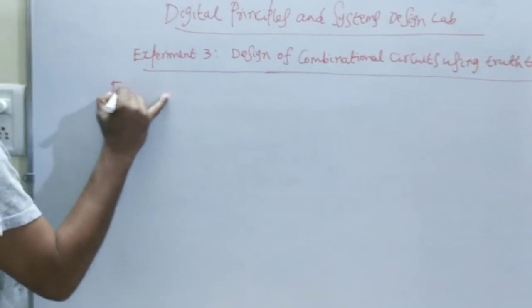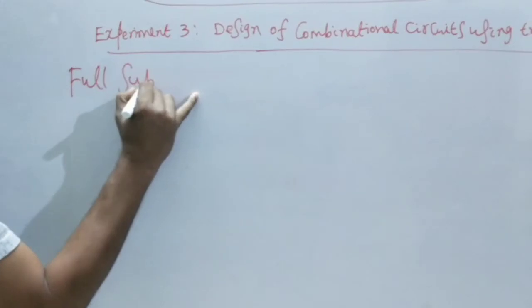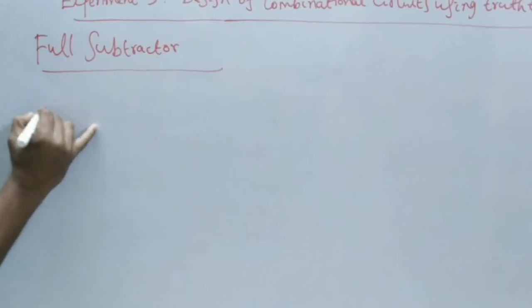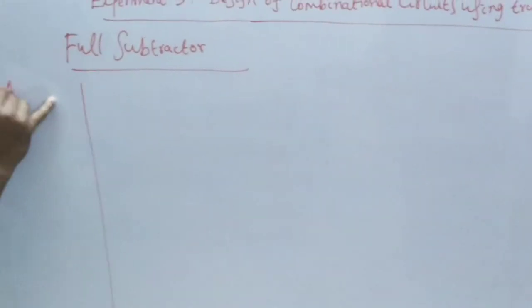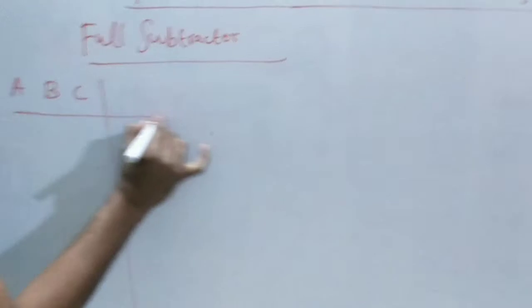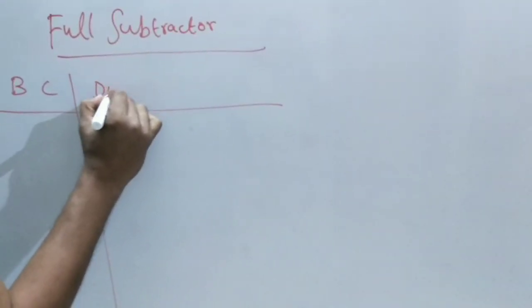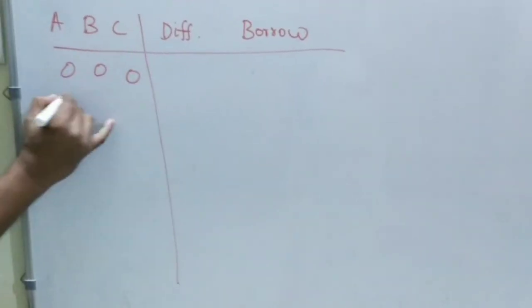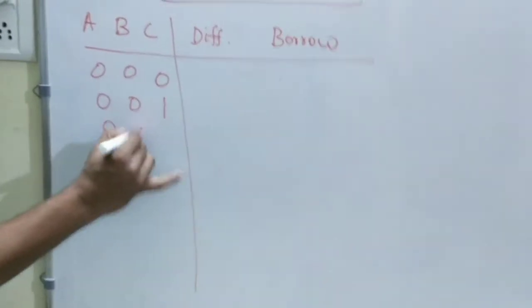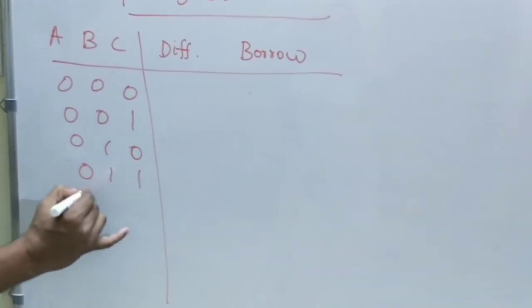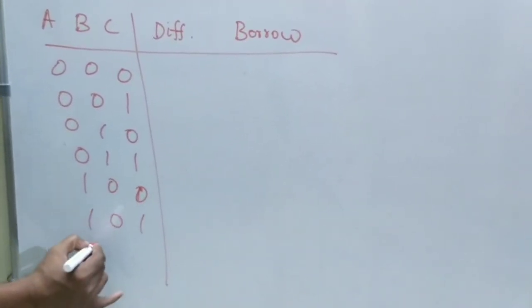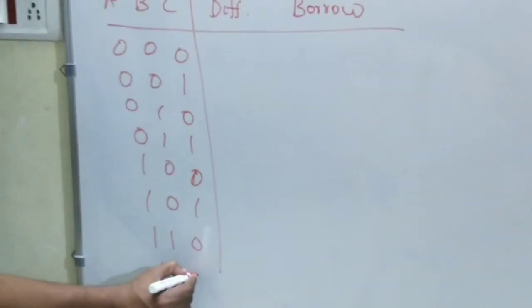So full subtractor means how many inputs? Full subtractor, 3 inputs and 2 outputs, right? A, B, C. Then difference, borrow, right? 0 0 0, 0 0 1, 0 1 0, 0 1 1, 1 0 0, 1 0 1, 1 1 0, and then triple 1.